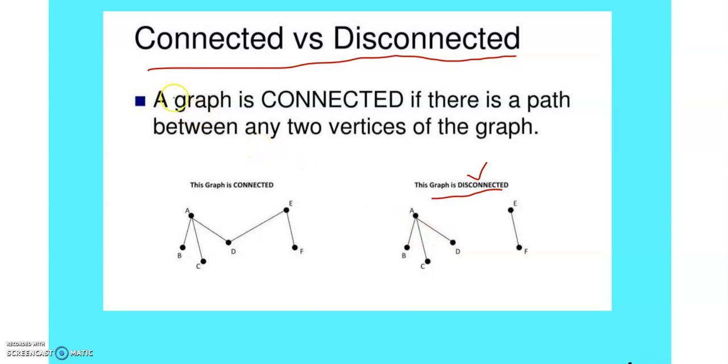A graph is connected if you can find a path between any two vertices. Whatever two vertices you take, like B, E, C, E, or A, E, if there is a path between the two vertices, then we can say it is connected. So this graph is connected, and this graph is not connected.